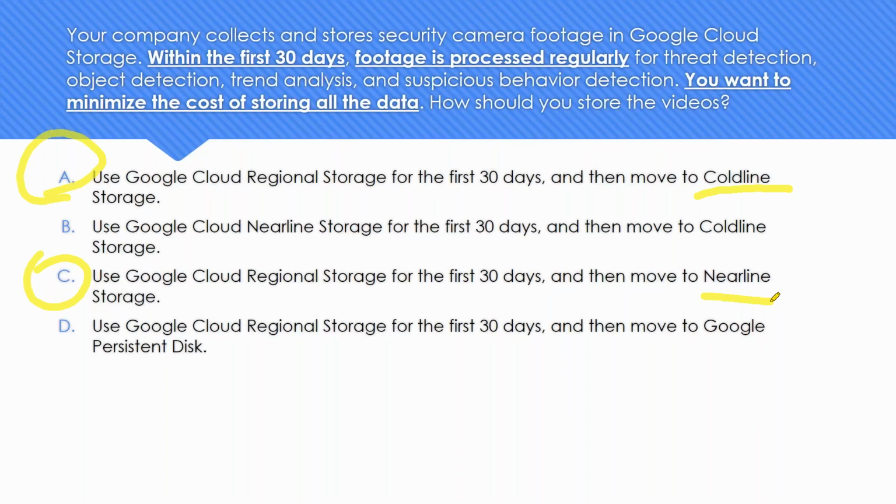Which is the one which is going to be cheaper, folks? Yes, Deepak. So it's going to be Coldline which is going to be cheaper. So that's your tiebreaker. So C gets ruled out. So A still remains as the possible option. Moving on to option D, an interesting one. Use regional storage bucket storage for 30 days and then move to persistent disk.